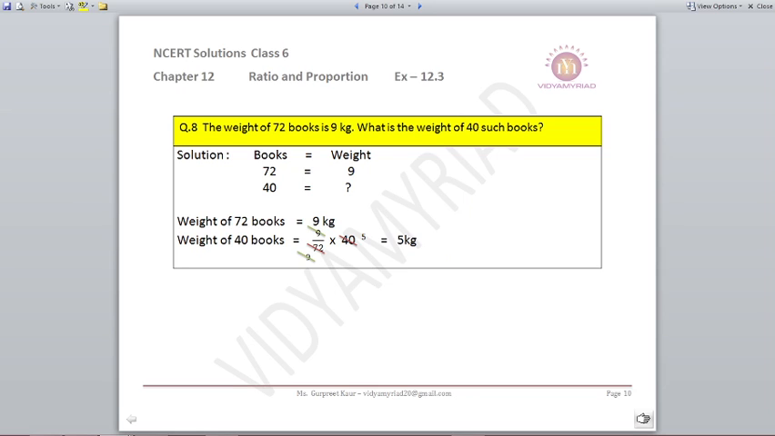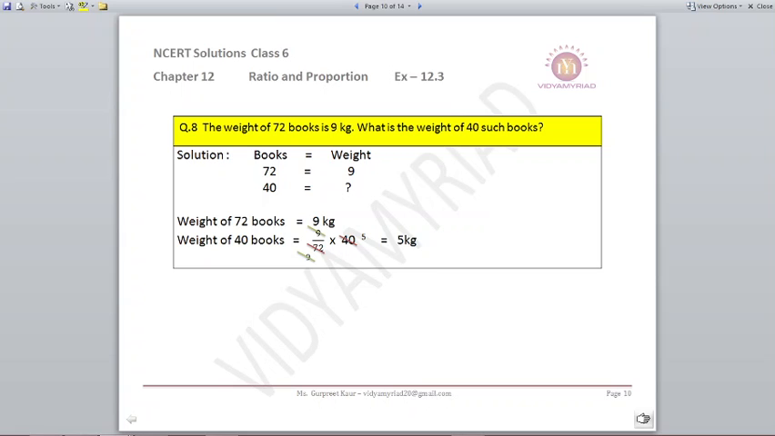Question number 8. The weight of 72 books is 9 kgs. What is the weight of 40 such books? So what are the two things? Books and weight. See, whatever we have to find, keep it towards your right side, so that it becomes easier for you to write down. So books and weight are the two things. You need to find out the weight, so weight should be kept on the right side and books should be kept on the left side.